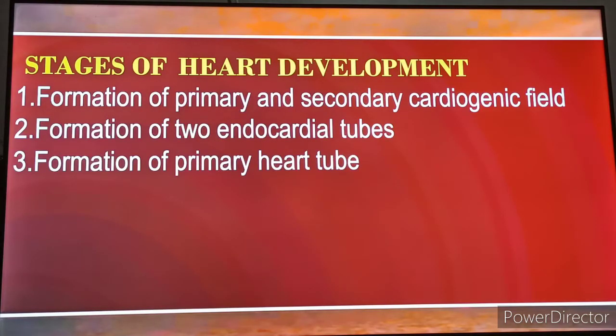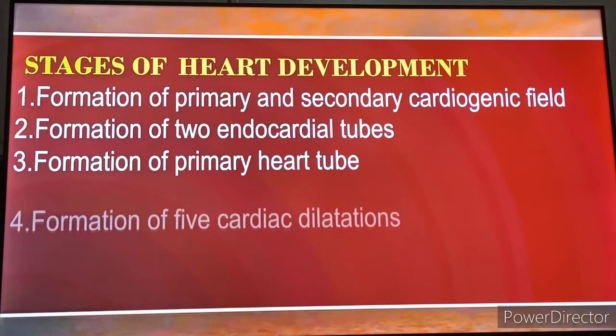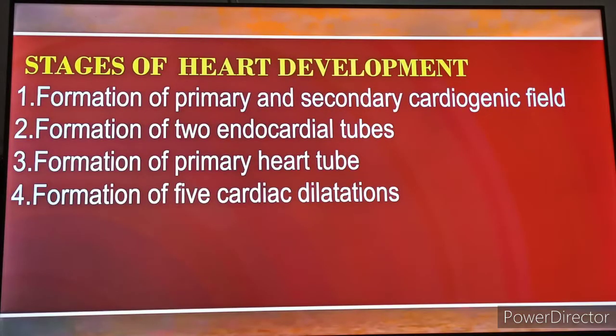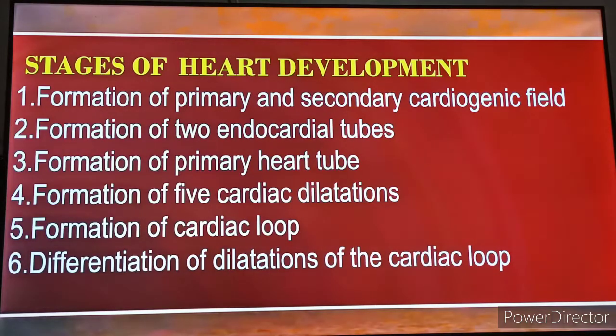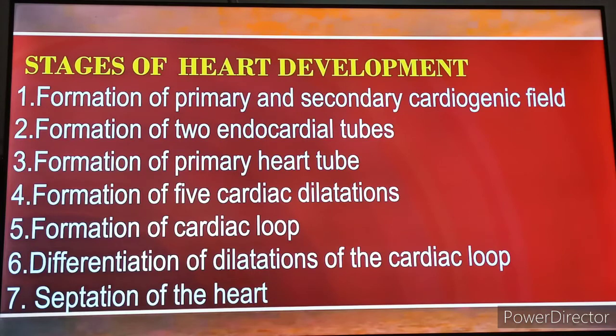And then the primary heart tube is going to give us the dilatations, 5 cardiac dilatations. And then the dilatations of the heart are going to form a loop, a U-shaped loop. We're going to venture into details and see how it works. And then there's formation of a cardiac loop, and then we have the differentiation of these cardiac loops. And then finally, we will have septation of the heart. So we have 7 stages.